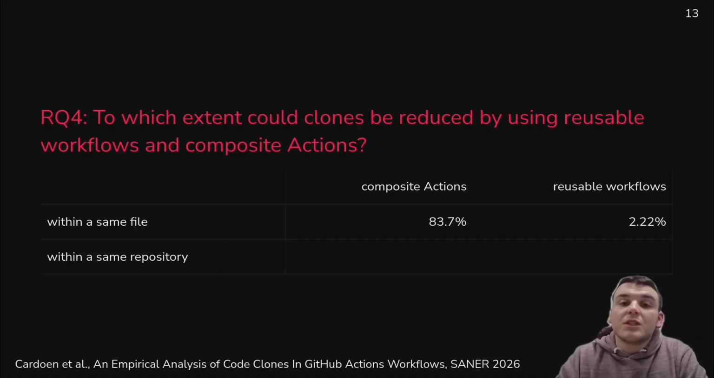We found that composite action could remove a big majority of clones in the same file, in the same workflows. To be precise, 83% of clones could be removed by using composite actions, whereas reusable workflow could remove around 2% of clones that were within the same file. We found similar conclusion for clones within the same repository. 75% of clones could be removed using composite action, and around 2% of clones could be removed using reusable workflows.